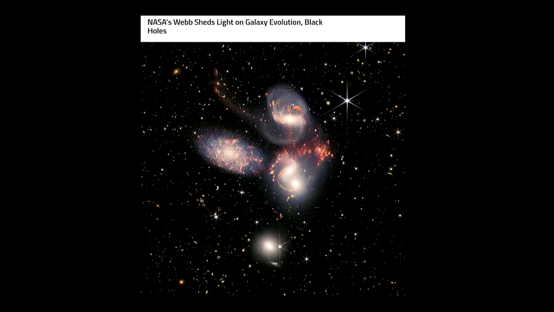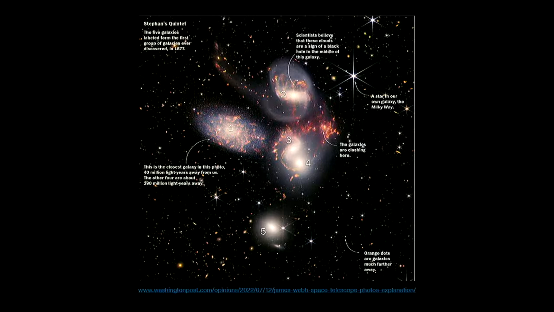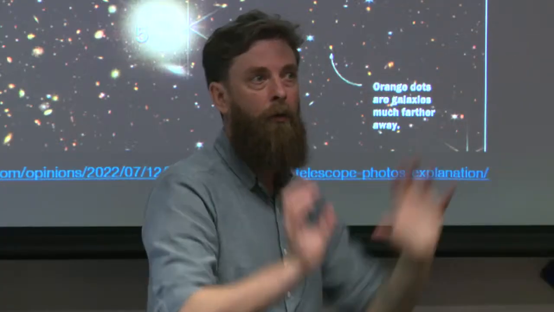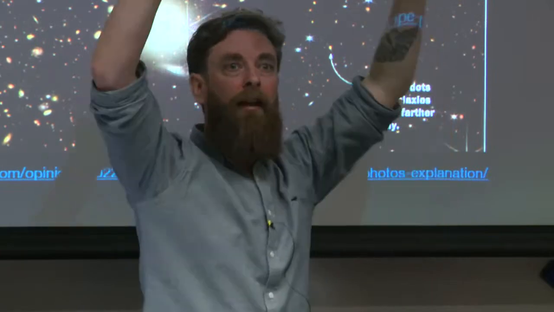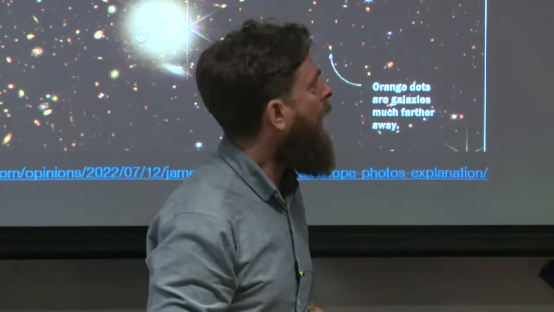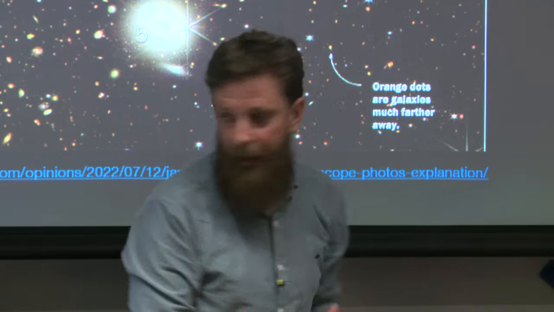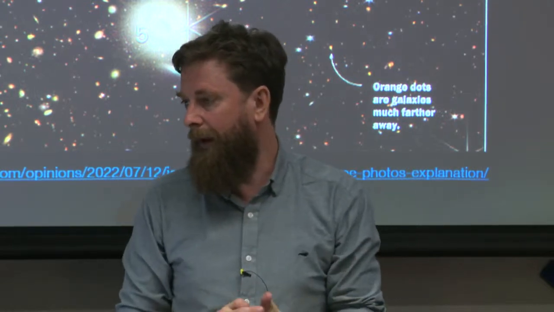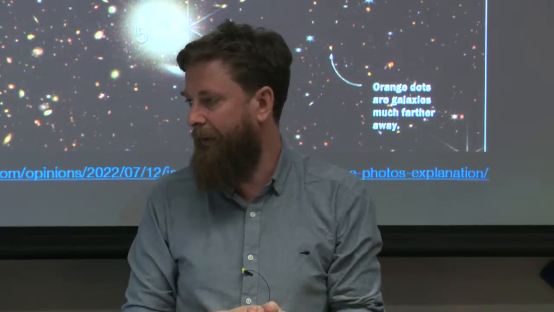Similarly, this is as it appeared on the NASA website. Again, amazing, incredible. But this was the way that the Washington Post labeled it. So they took the name that NASA had assigned it, Stephan's Quintet. And these explanations come from within the notes on NASA, but all that's happened here is they're directly on the graphic. So these five galaxies labeled from the first group of galaxies ever discovered in 1877.